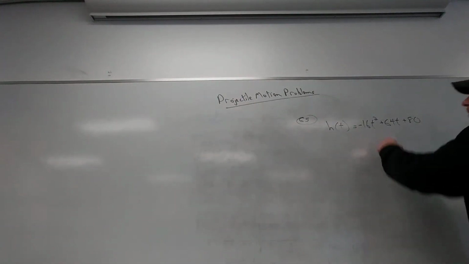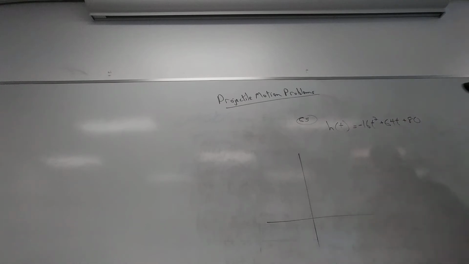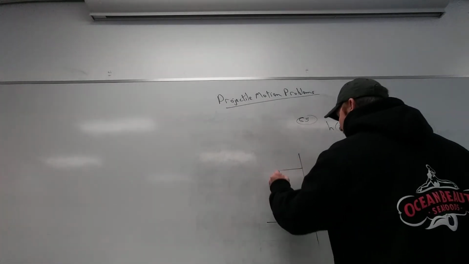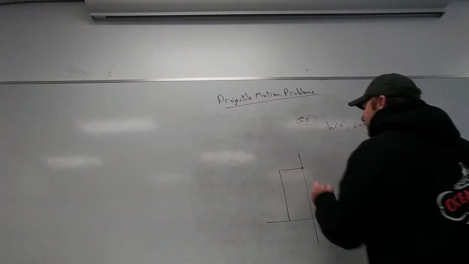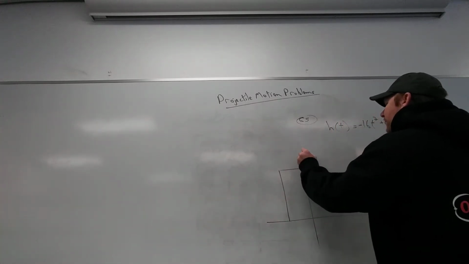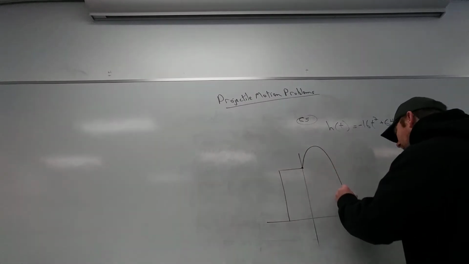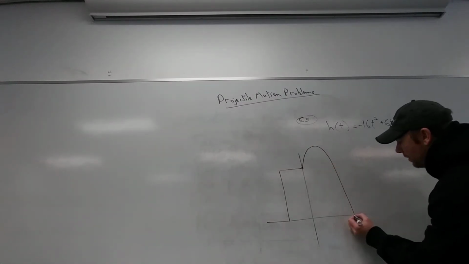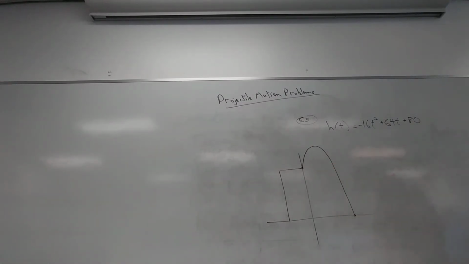So it's still a sad-faced parabola, but now it's starting 80 feet up in the air. So let's say it's off of an 80-foot building. So here's the object. It's being shot up off the top of this building, and then it's coming down. And it's still a sad-faced parabola.